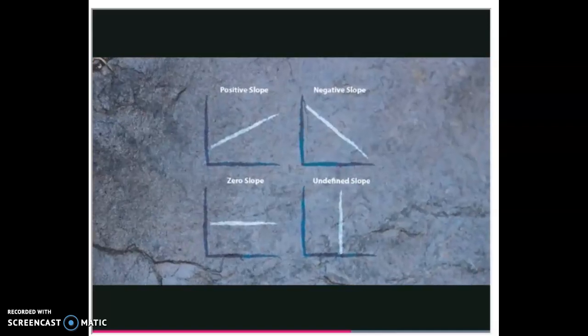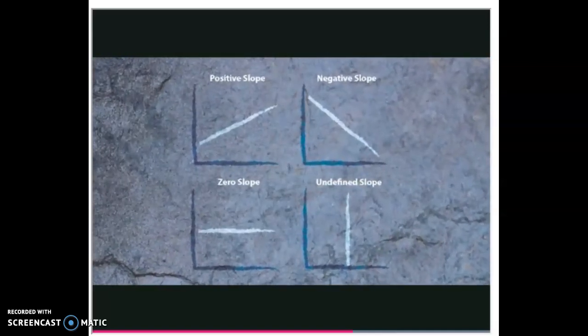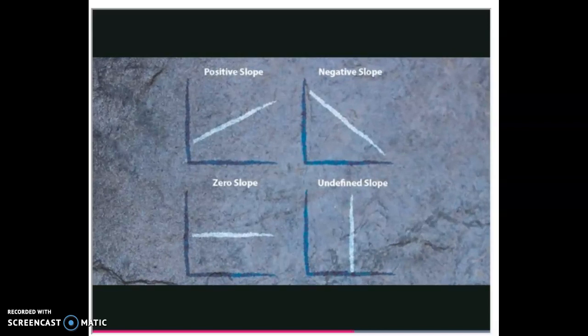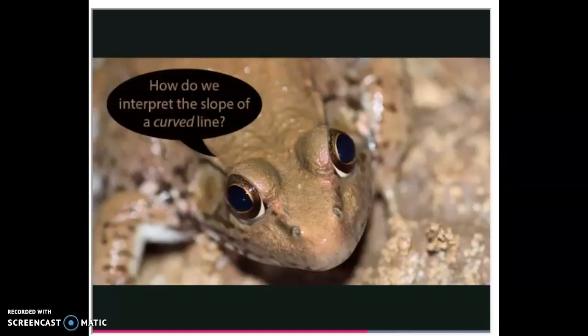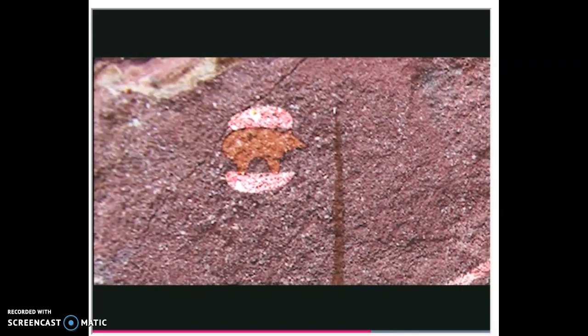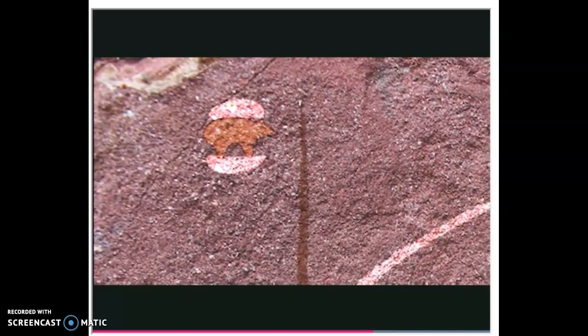A straight line has the same slope everywhere along the line. An upward sloping line has a positive slope, a downward sloping line has a negative slope, a flat line has a slope of 0, and a vertical line has a slope that is infinite or undefined. The slope of a curved line changes as you move along the line.